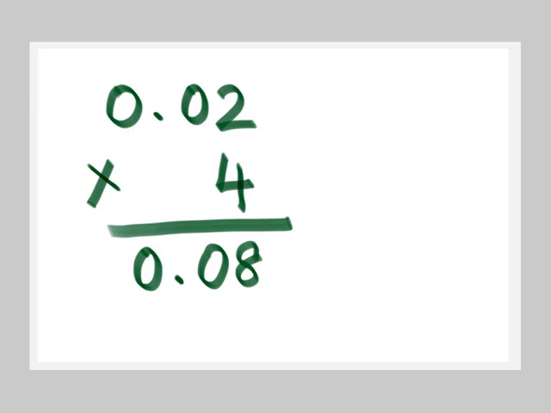So in the decimal number, there are two digits, and then the decimal is on the left. So there are two digits on the right of the decimal. So let's leave two digits to the right of the decimal and make a decimal right here in the answer.